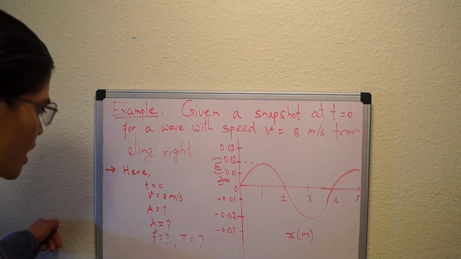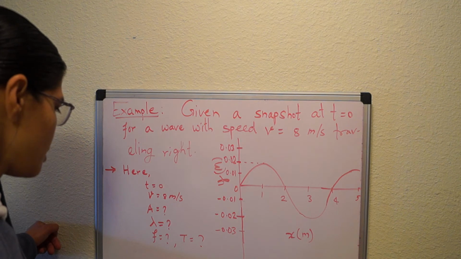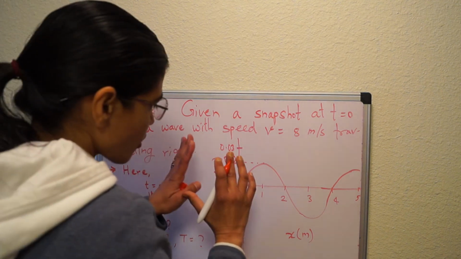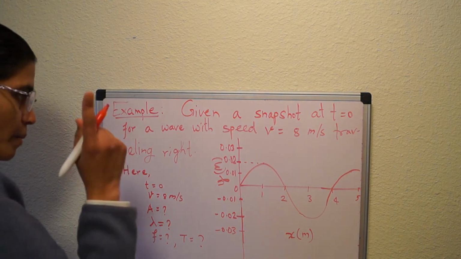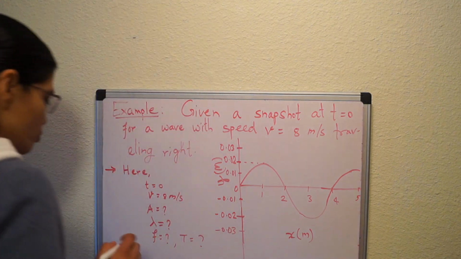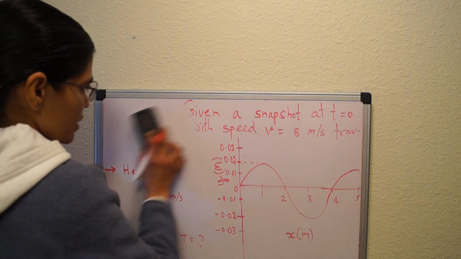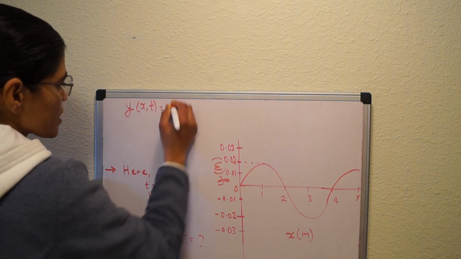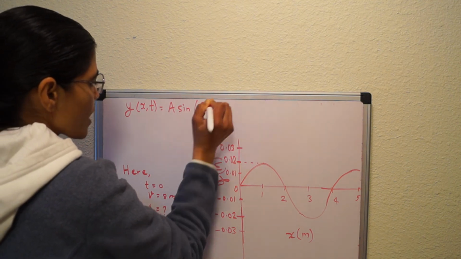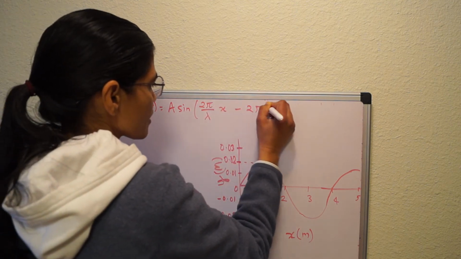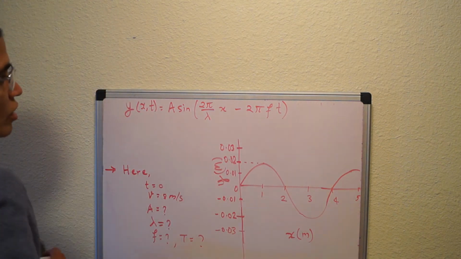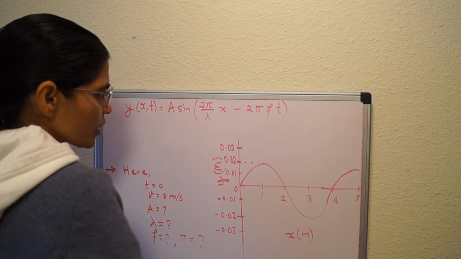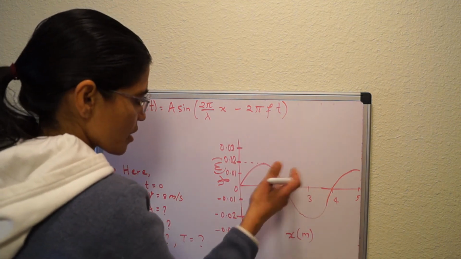The first thing is we are given v, but we don't know lambda yet. So let's see what information we can get right away from this graph. Remember, how can we represent this wave mathematically? y(x,t) equals A sine(2 pi over lambda times x minus 2 pi f t). This is the general equation. We don't know anything about f from this graph.